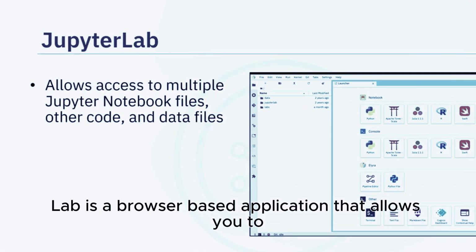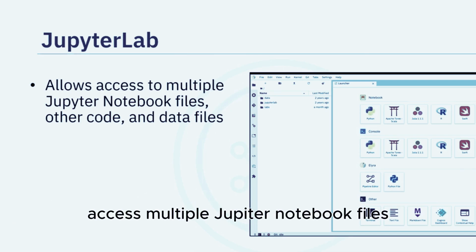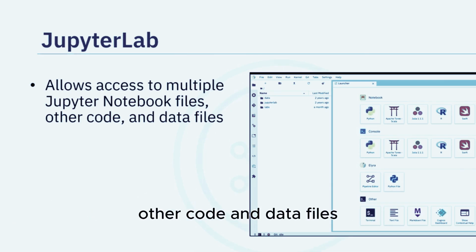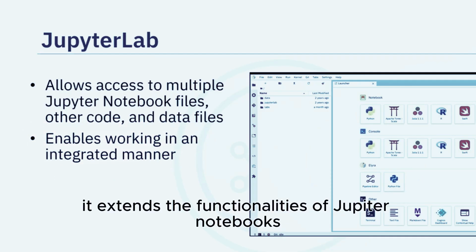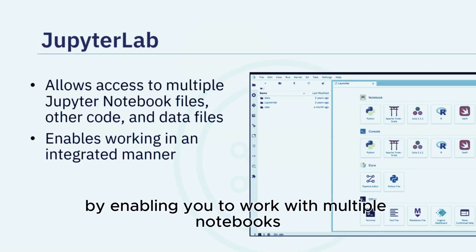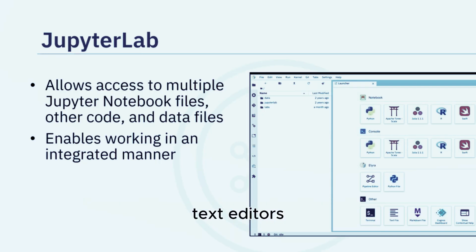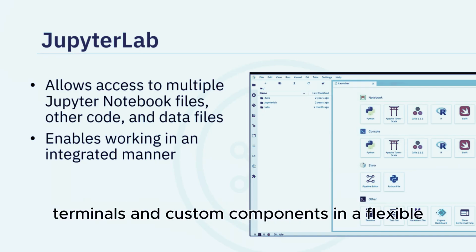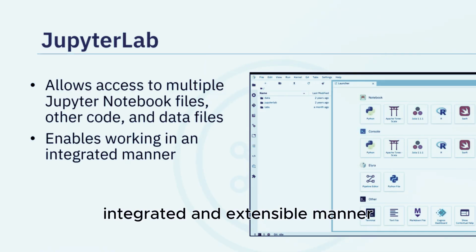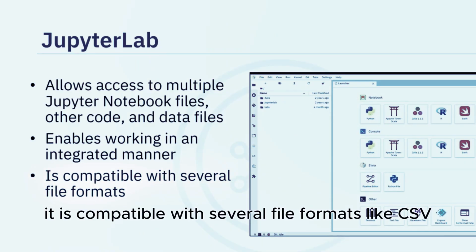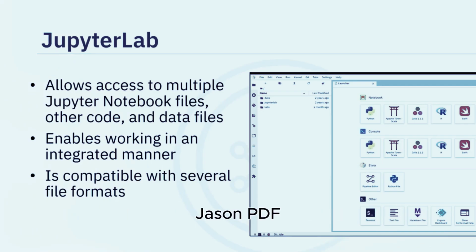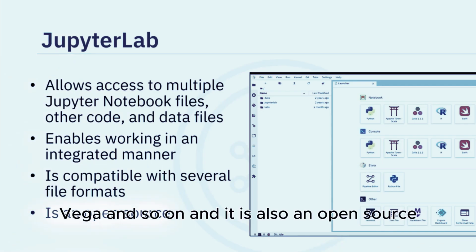Jupyter Lab is a browser-based application that allows you to access multiple Jupyter Notebook files, other code, and data files. In addition, it extends the functionalities of Jupyter Notebooks by enabling you to work with multiple notebooks, text editors, terminals, and custom components in a flexible, integrated, and extensible manner. It is compatible with several file formats like CSV, JSON, PDF, Vega, and so on. And it is also open source.